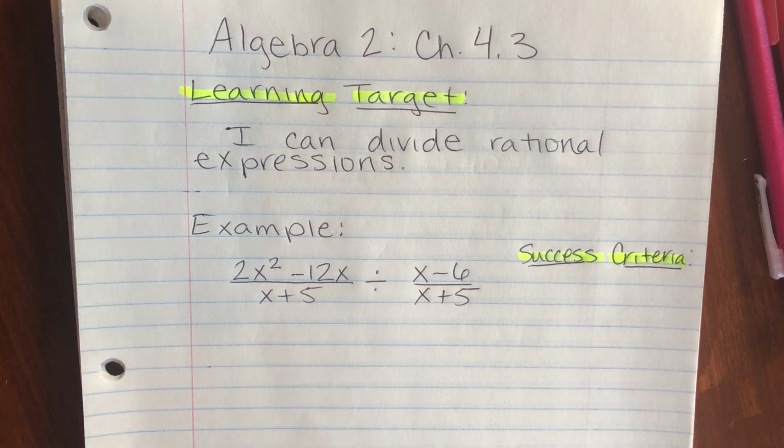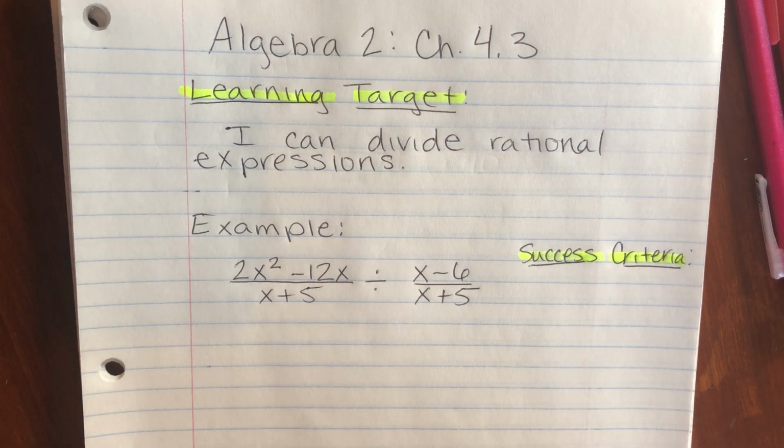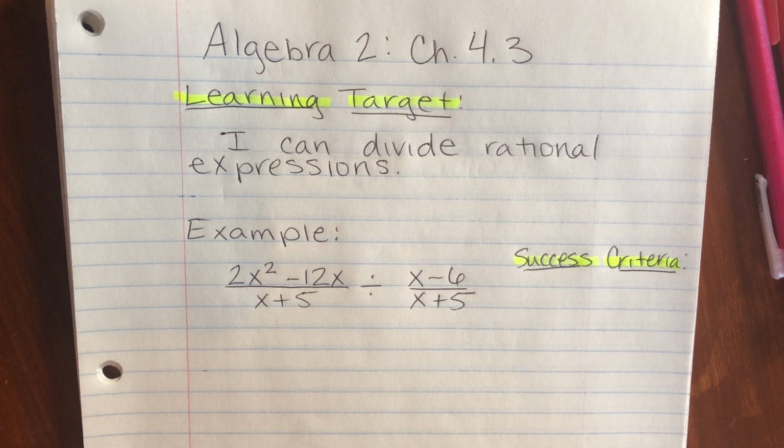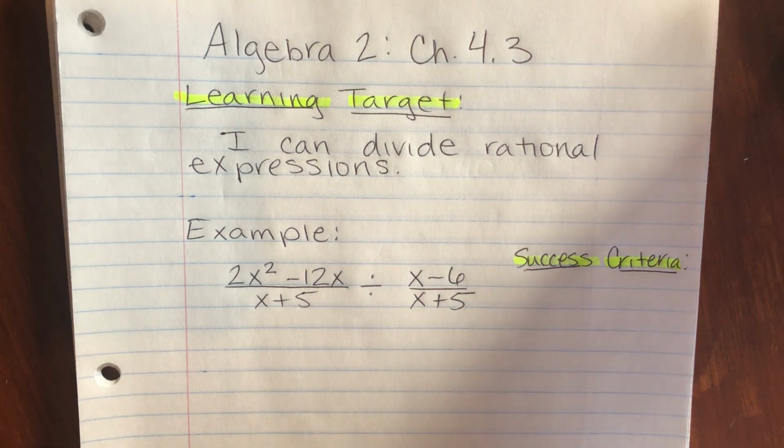So far in this section, we have talked about finding an equivalent expression. That was our first lesson. And then last lesson, we talked about how to multiply these rational expressions. So today we're going to divide. We keep building on what we have learned, and today we are dividing.